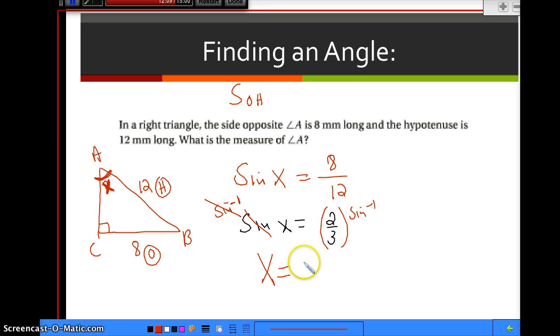You should come out to about 41.8 millimeters. Whoops, it's not millimeters because we're looking for the angle. So it's about 41.8 degrees, which is angle X.